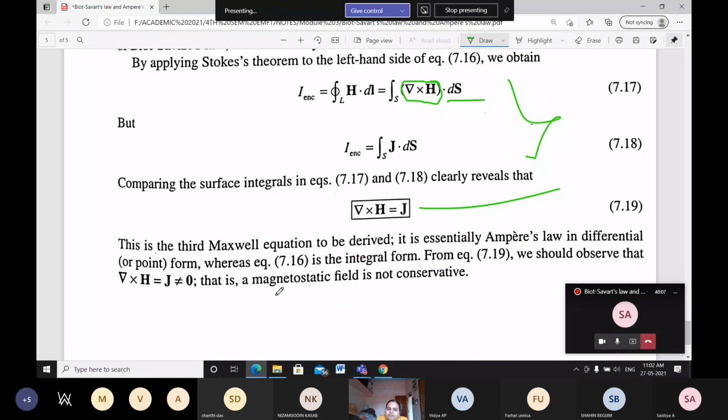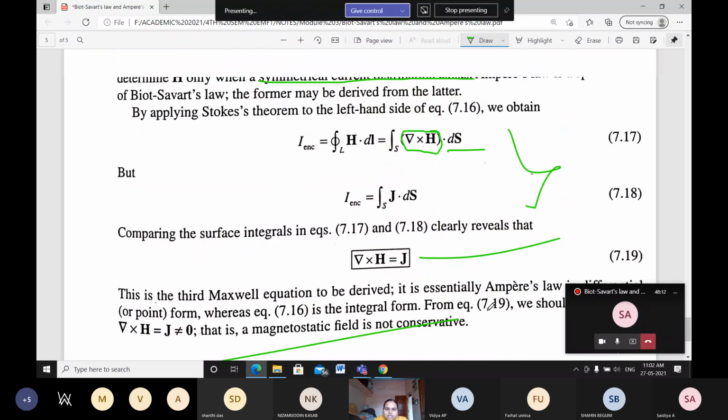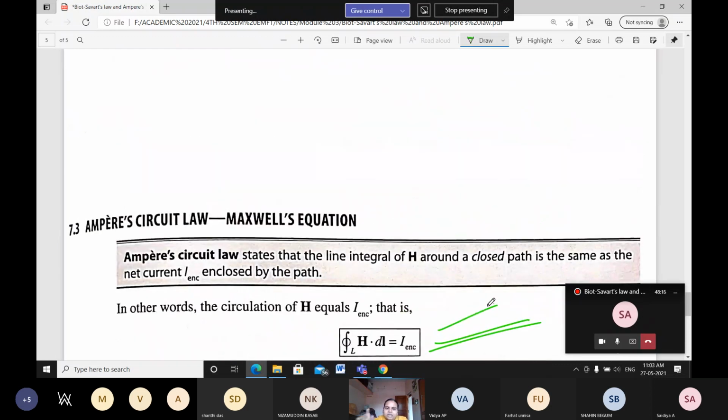Then the magnetostatic field is not conservative. That's what the meaning is here. This is all about today's topic, that is Biot-Savart's law and Ampere's law.